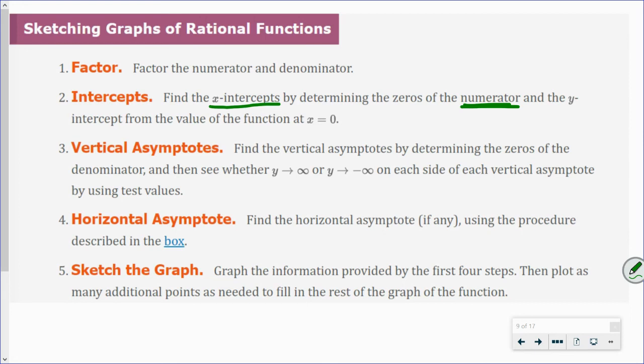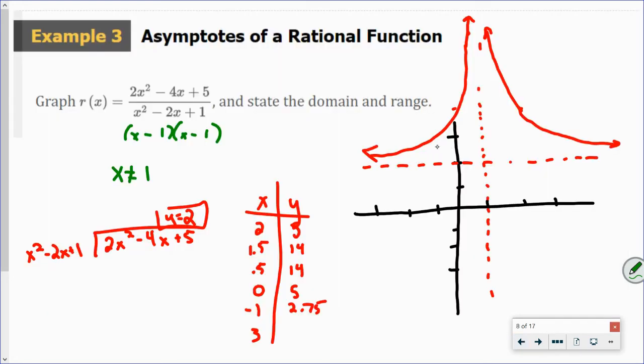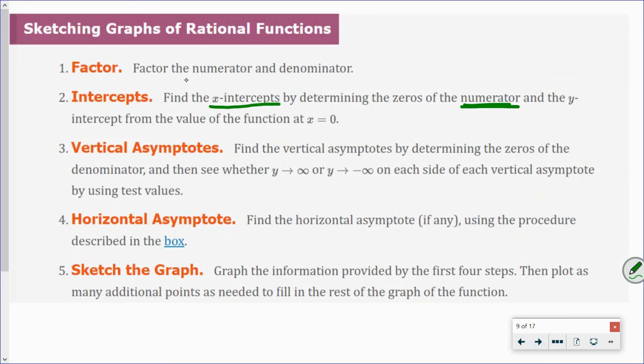You may not have any x-intercepts. This last problem we just did would have no x-intercepts. If I found the zeros for this, they would be imaginary. It doesn't cross. I could use the quadratic formula. They'd be imaginary. It doesn't cross the x-axis. So find your x- and y-intercepts. Y when x equals 0.